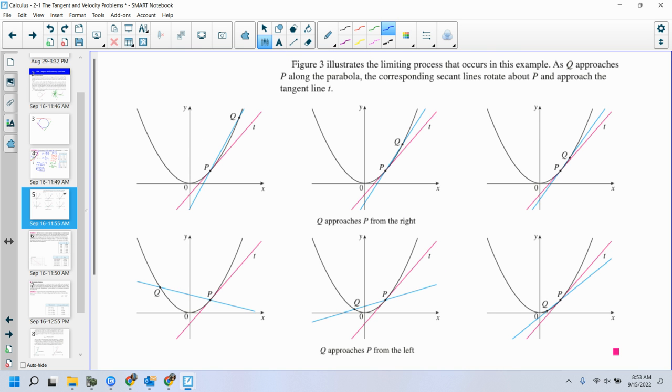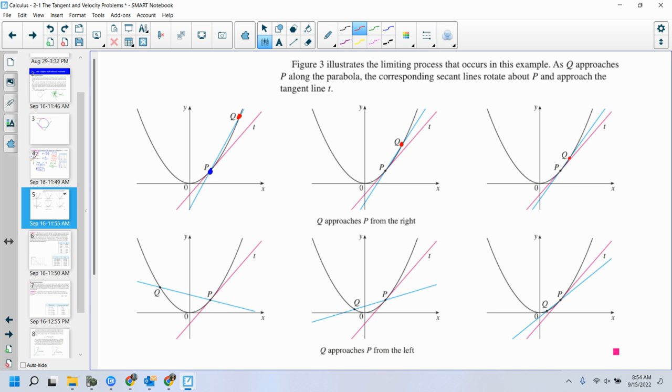This is the diagram showing picking points approaching 1, from the right side and then from the left side. I was looking at (1, 1), and then I'm picking a point at 2, and then a point at 1.5, and then a point at 1.25, and so on. I want to choose points where Q keeps getting closer and closer to P. And what is P? The point at which we're trying to find the tangent line.